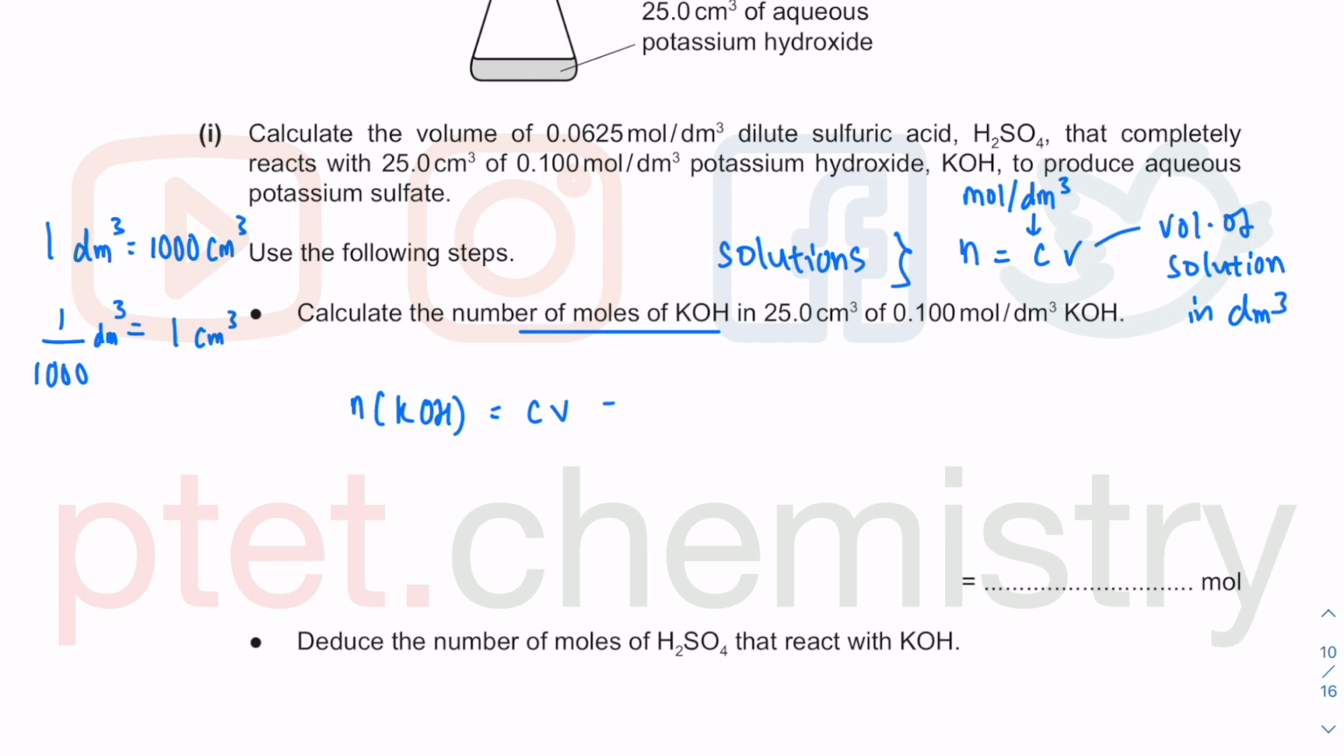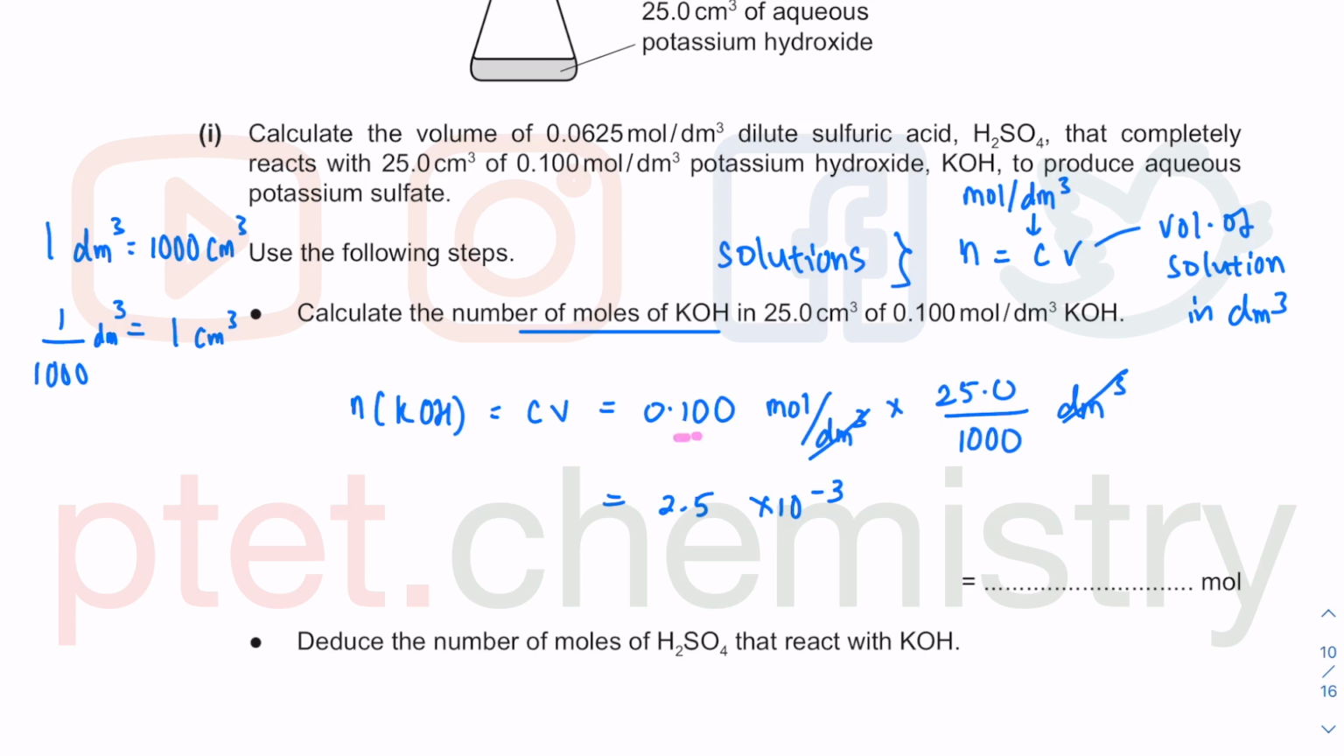So what I have is concentration, which is 0.100 according to the question. That is in mole per dm cubed. I am going to show the units so that I will be less likely to make a mistake, because now I am converting the cm cubed to dm cubed by dividing by 1000. The per dm cubed and dm cubed will cancel, and 0.100 times 25 over 1000, I get 2.5 times 10 to the minus 3. By right, this is 3 significant figures.